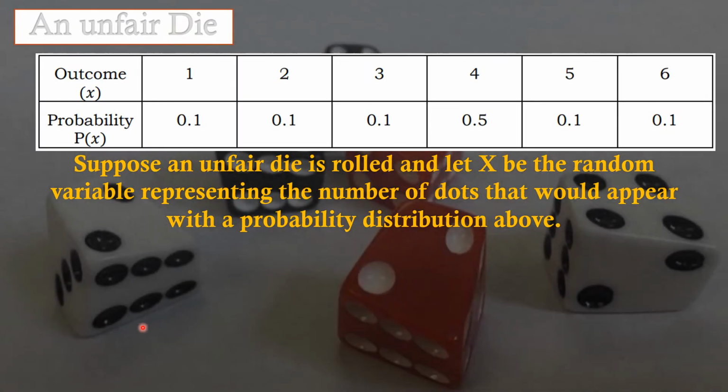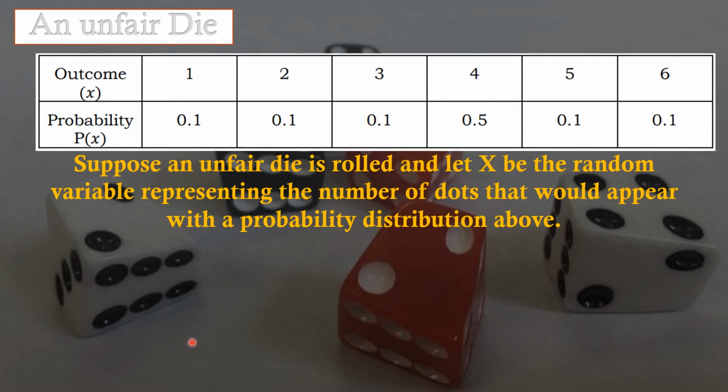So first, let us read this problem about an unfair die. Suppose an unfair die is rolled and let x be the random variable representing the number of dots that would appear with the probability distribution above. Now when we talk about an unfair die, this is different from the regular fair die.